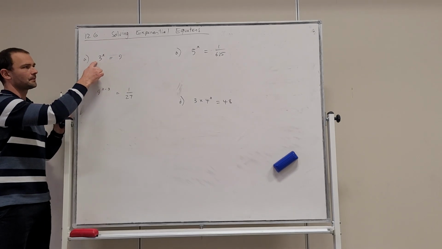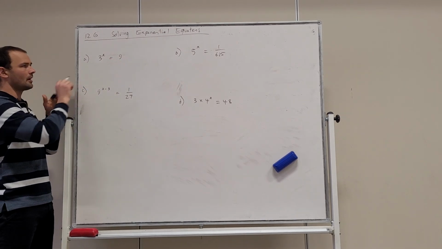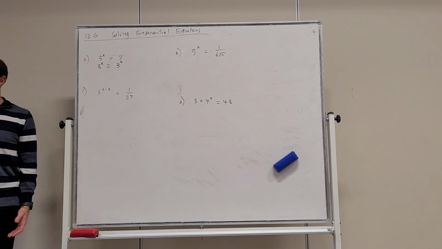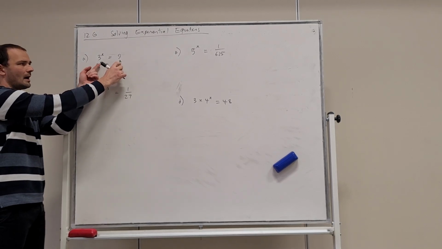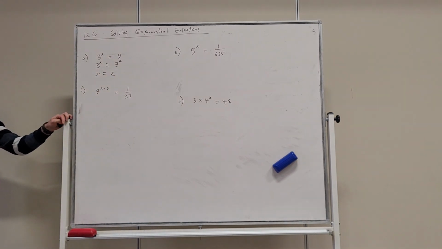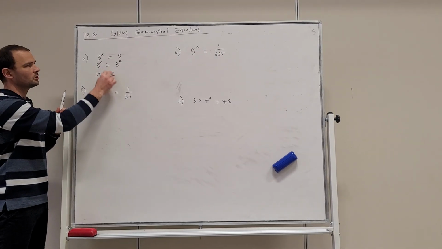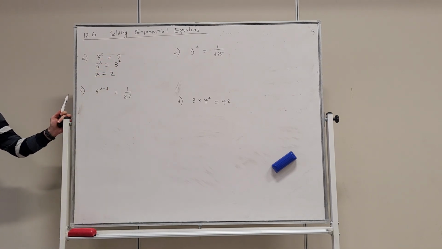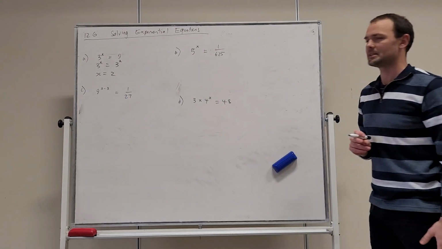So here I have a base of 3. I want to express 9 as a base of 3. One way we can write that is 3 squared. Now because we have the same base, the base is equal, therefore the power has to be equal. And so our solution is x equals 2. All this is a statement that if you take 2 and put it here, 3 to the power of 2 will equal 9.